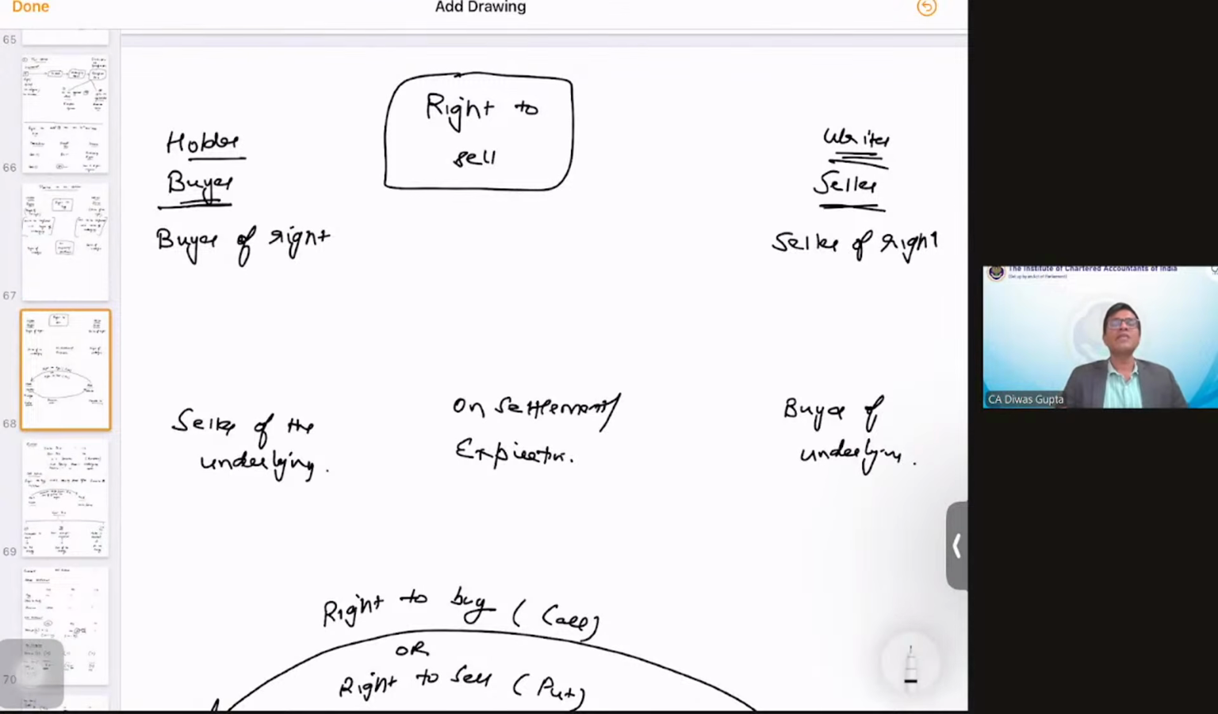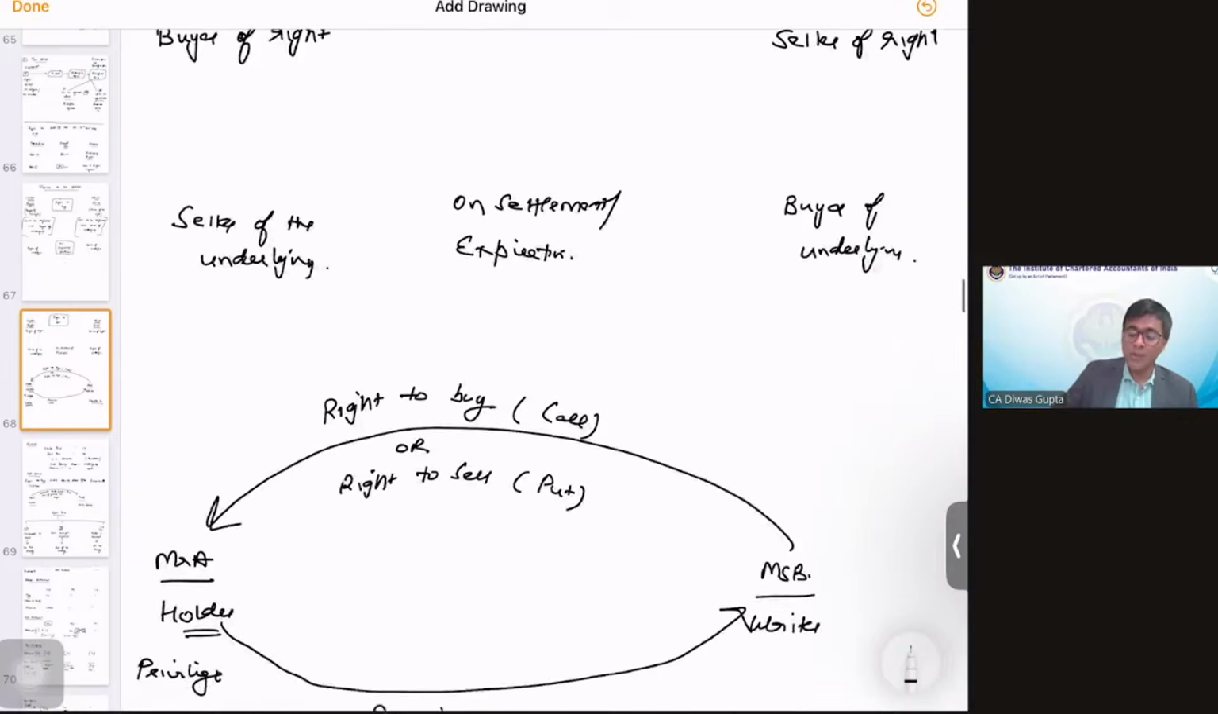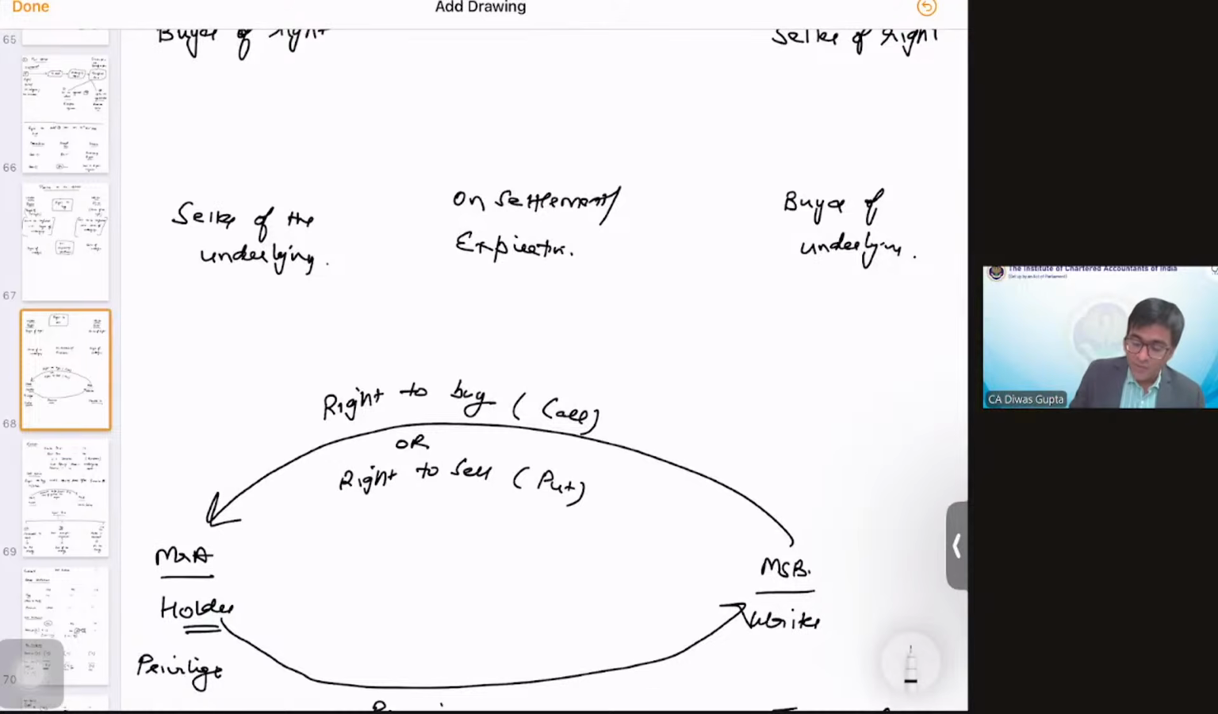Now on right to sell, we discussed, students. Right to sell, who is the holder? Who is purchasing the right to sell? If I am purchasing the right to sell, I am the holder. Similarly, the person who is selling the right to sell becomes the writer. Now the person who is purchasing the right to sell is the person who is going to be the seller at the time of execution or expiry. Correct? Because if I have a right to sell on expiry, I will sell the product. That means I will sell the underlying. Similarly here, the other person, the writer of the option, becomes the buyer of the underlying.